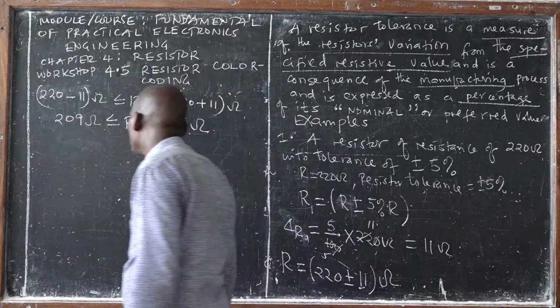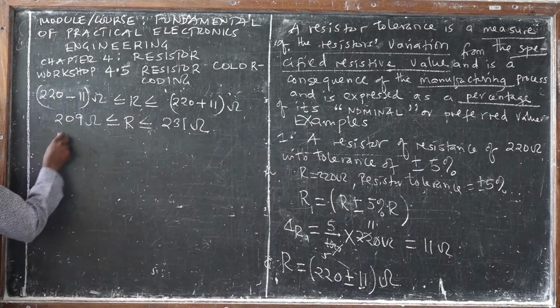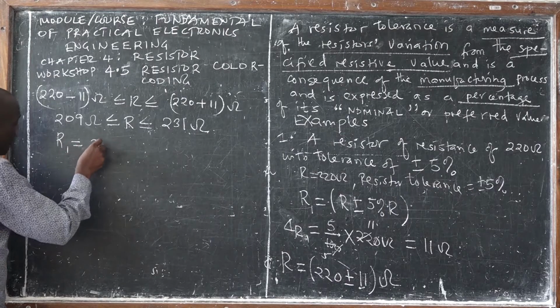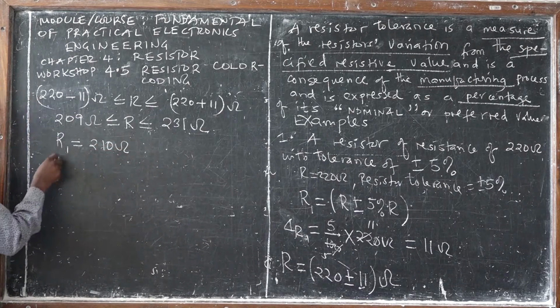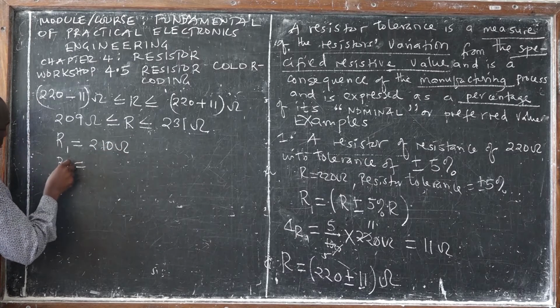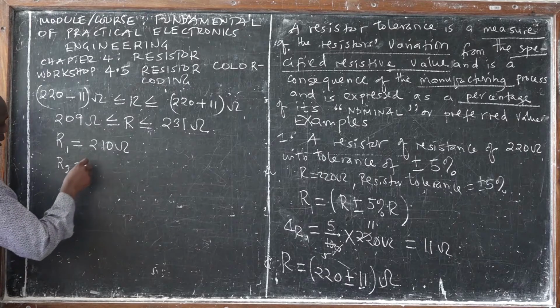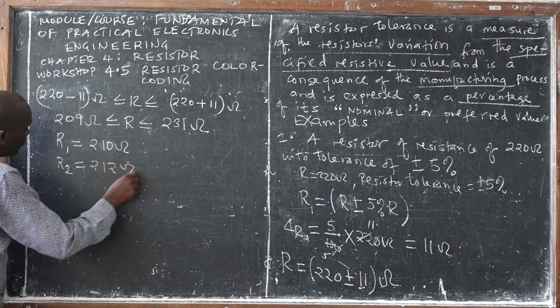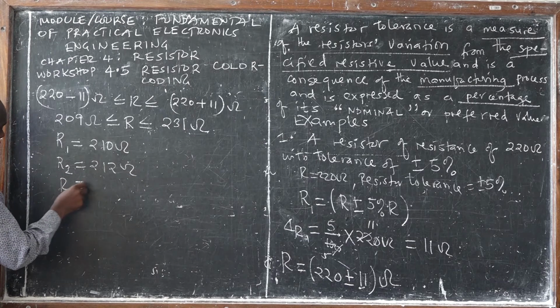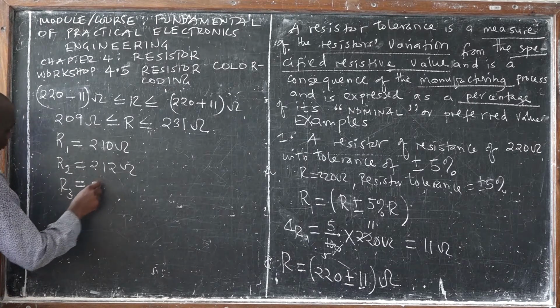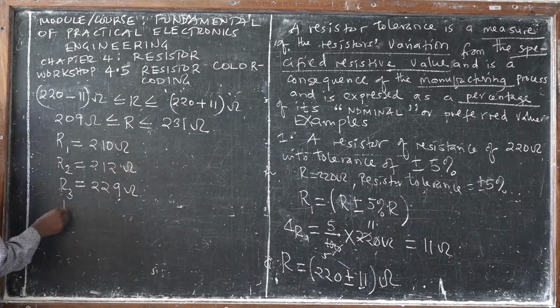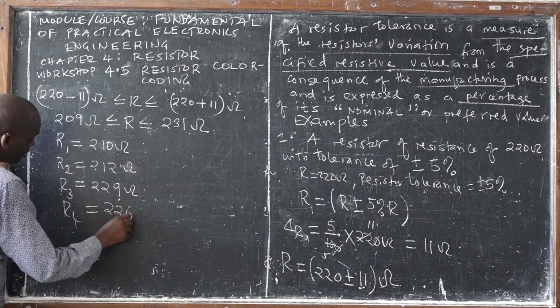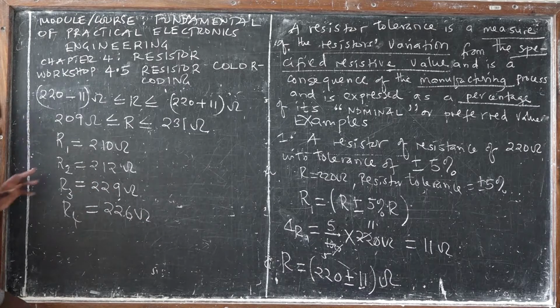Stop writing and watch. Reuben measured the resistance of this resistor and found it is 210 ohm. Fatuma measured the resistance of the same resistor, and her measurement is 212 ohm. Farid measured that resistor and found its resistance is 229 ohm. Then Good Luck did the measurement, R4 for instance, and his measurement is 226 ohm. Then the question comes, who is correct?